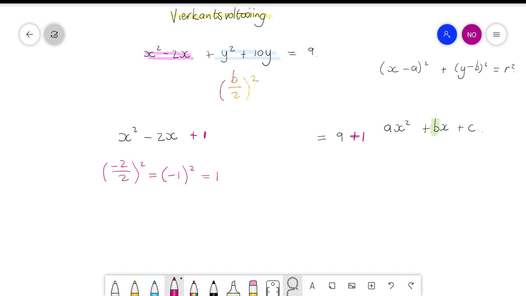So I'm adding the 1 on the left-hand side, there by the x's, and I'm adding it on the right-hand side by the 9. Because if you add it on both sides, it's still in balance with one another.